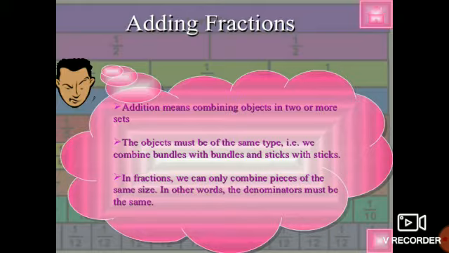So now, adding fractions. Addition means combining objects in two or more sets. The objects must be of same type. That is, we combine bundles with bundles and sticks with sticks. In fractions, we can only combine pieces of same size. In other words, the denominator must be same.